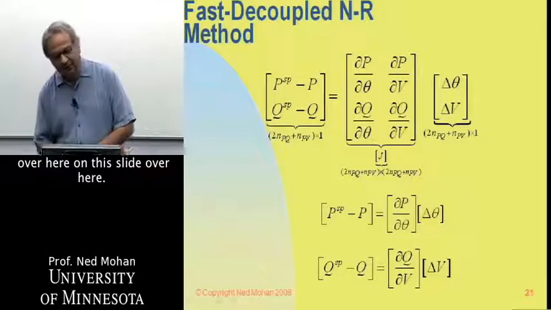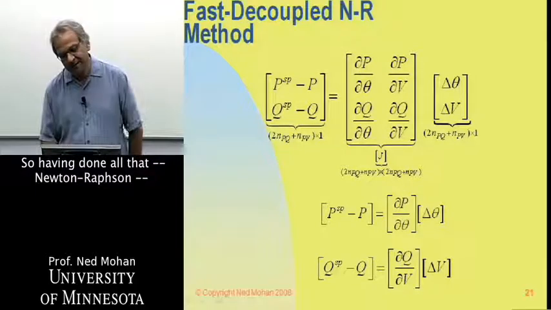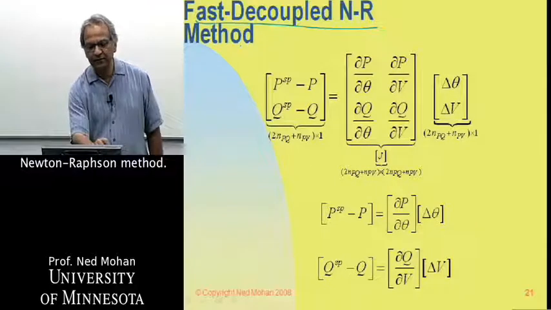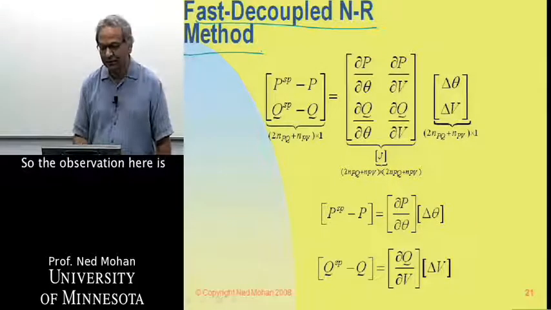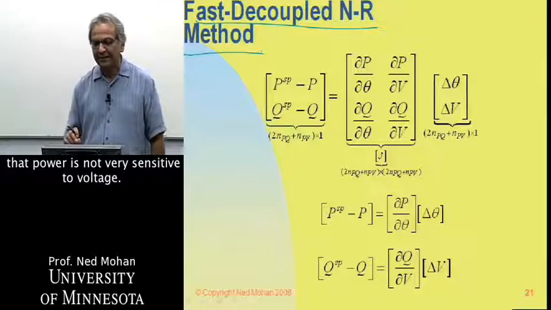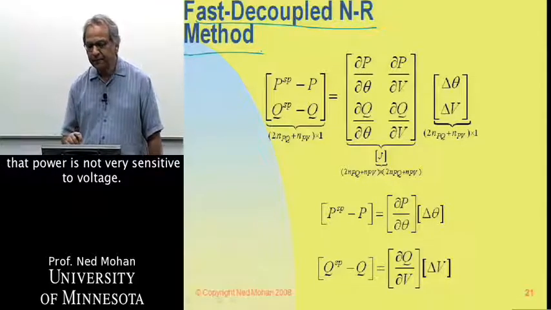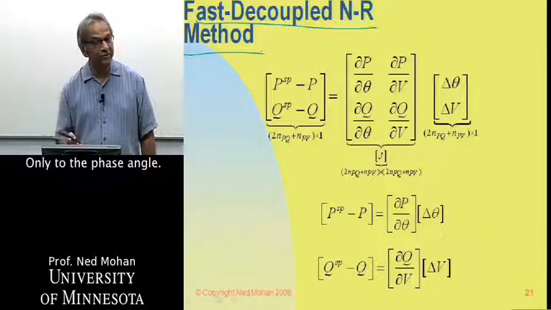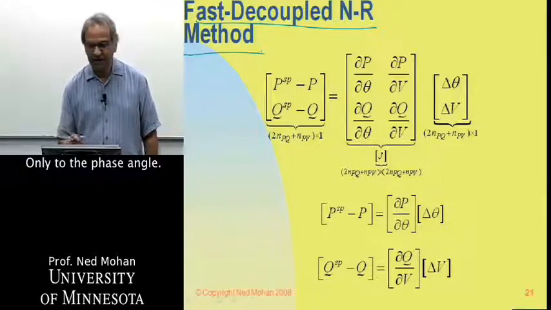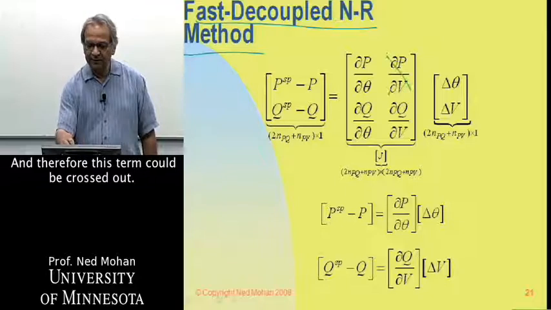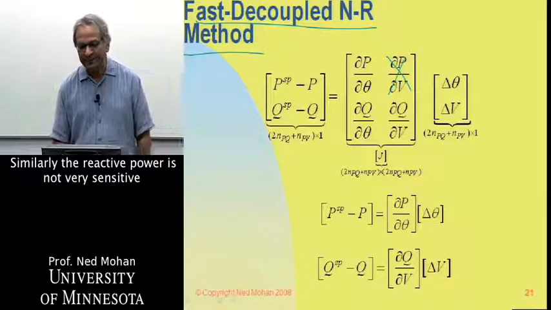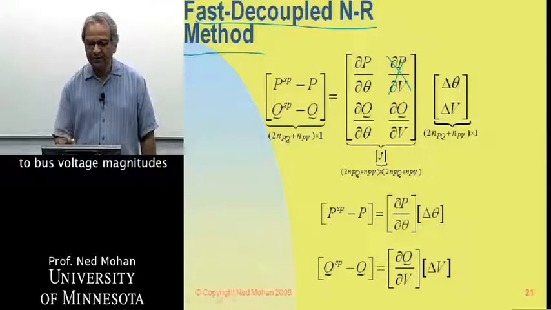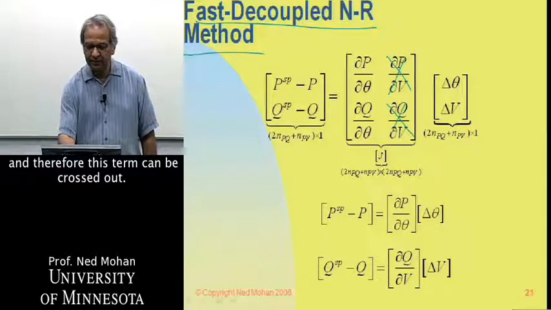All right. So having done all that on Newton-Raphson, it brings us to what is called the fast decoupled Newton-Raphson method. Okay, so the observation here is that power is not very sensitive to voltage, only to the phase angle. Okay, and therefore this term could be crossed out. Similarly, the reactive power is not very sensitive to bus voltage magnitudes, and therefore this term can be crossed out.